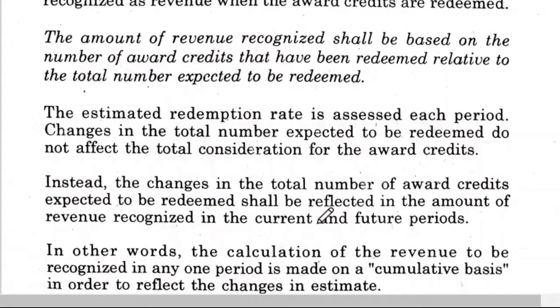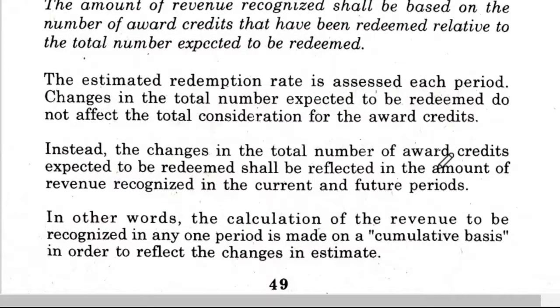Okay, if there are any changes in the expected award credits that will be redeemed, it will not affect the total consideration of the award credits. So even if ma-change ang imuhang total number, like the redemption rate, ang consideration for the award credits will still be the same. So the changes in the total number of award credits expected to be redeemed shall be reflected in the amount of revenue recognized in the current and future periods. In other words, the calculation of the revenue to be recognized in any one period is made on a cumulative basis in order to reflect any changes in the estimates.